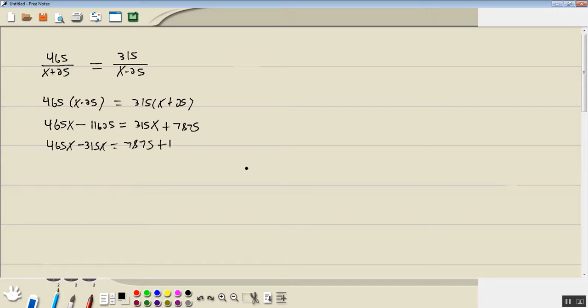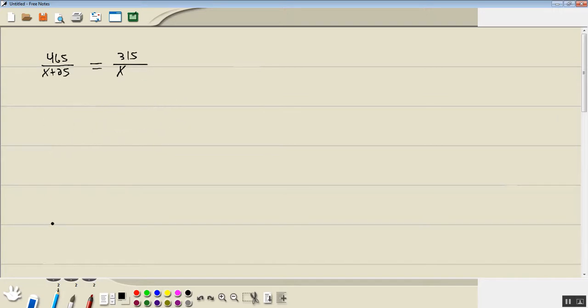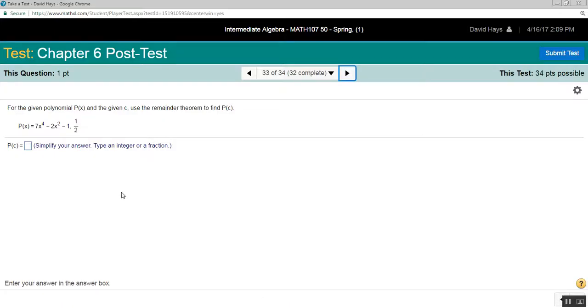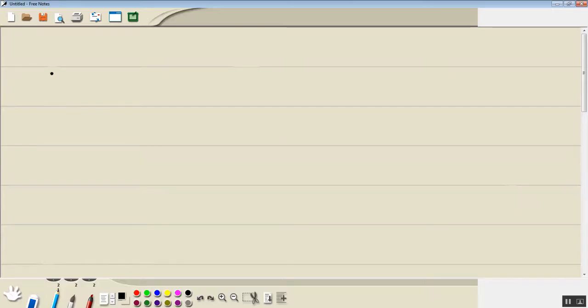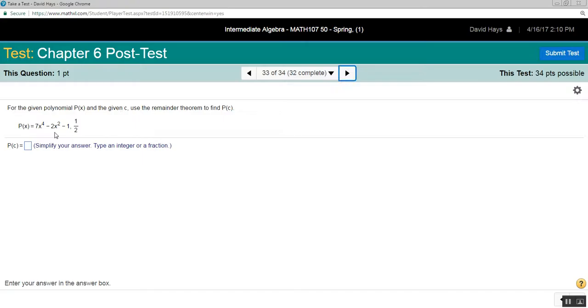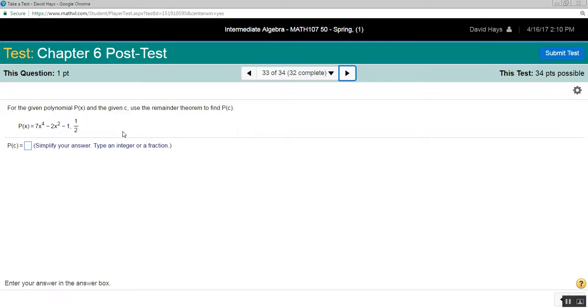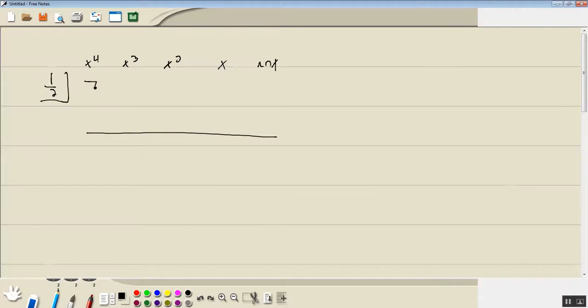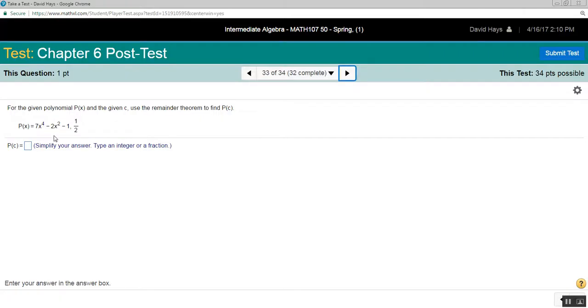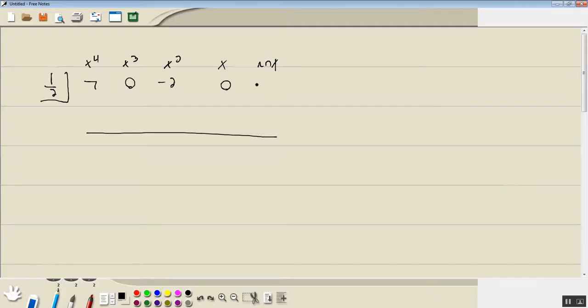Take a look at this problem. Use the remainder theorem. So we wanted to evaluate this. So remainder theorem says we plug that into synthetic division. Now our largest power is x to the fourth. So real small across top we'll have an x to the fourth, an x to the third, an x squared, an x, and a no x. Number in front of our x to the fourth is a 7. There is no x to the third, so that's 0. This is negative 2, the number in front of our x squared. There is no x, and then negative 1.